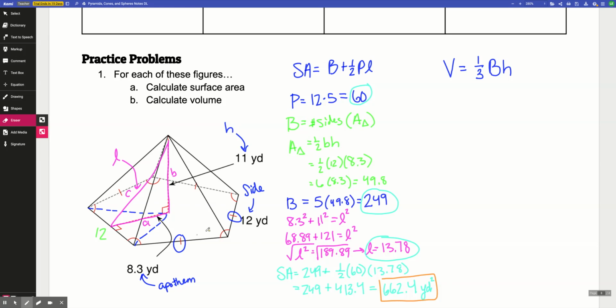So we're going to find the volume of this same pyramid. Now this is going to be a lot easier because we've done a lot of the hard work already, right? So I know from doing my surface area that the area of the base shape is 249. I don't have to solve that again. And I also know that the height is 11. Okay, so my volume then is 1/3.